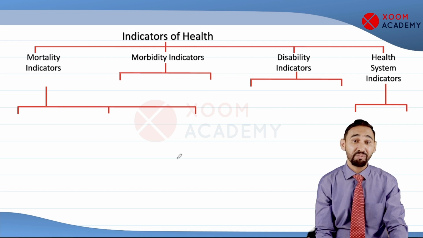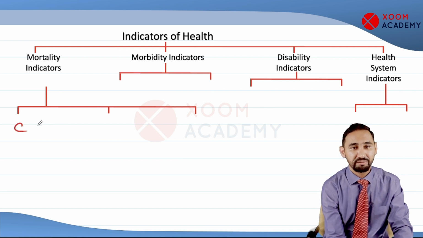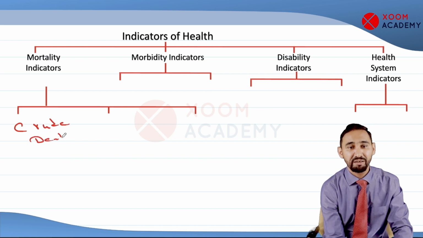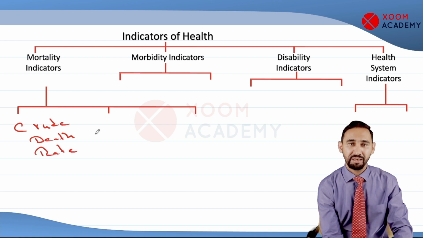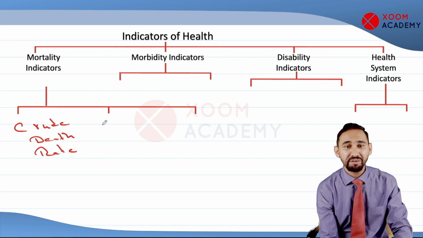Let's discuss them one by one. Mortality indicator may be crude death rate. What is meant by crude death rate? It gives a rough idea regarding the total number of deaths. Like 10,000 people are dying in a population. We don't know the causes. Then we'll move to specific death rates.